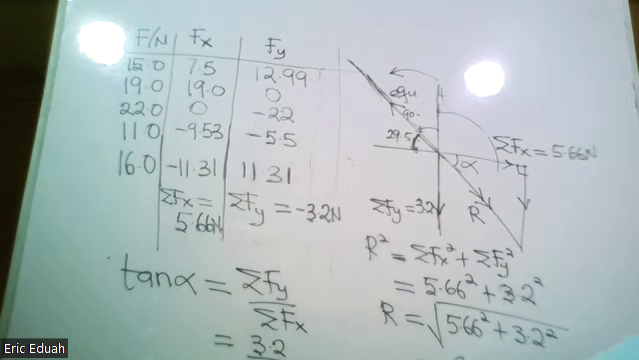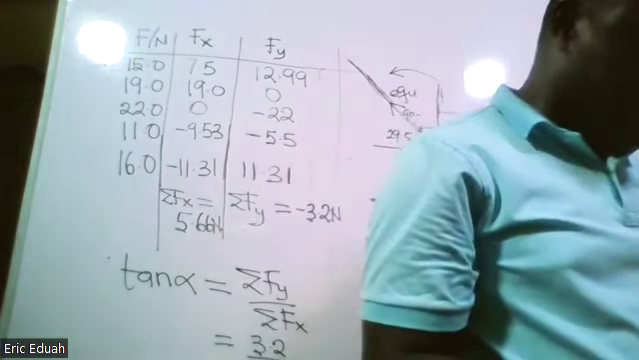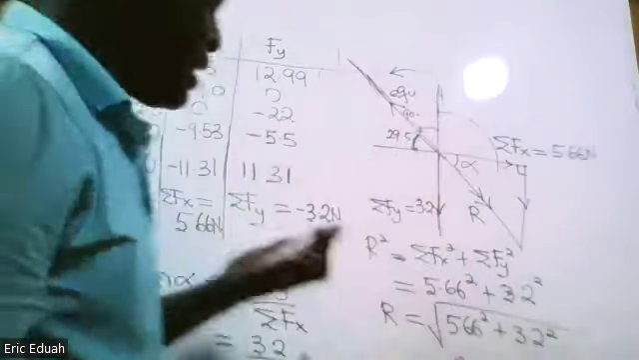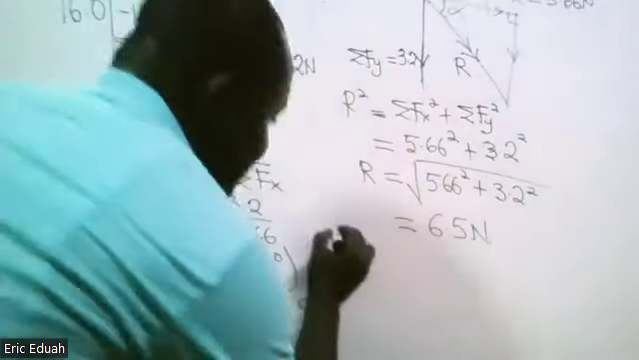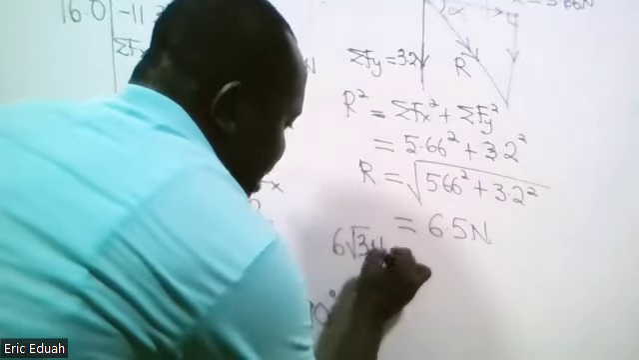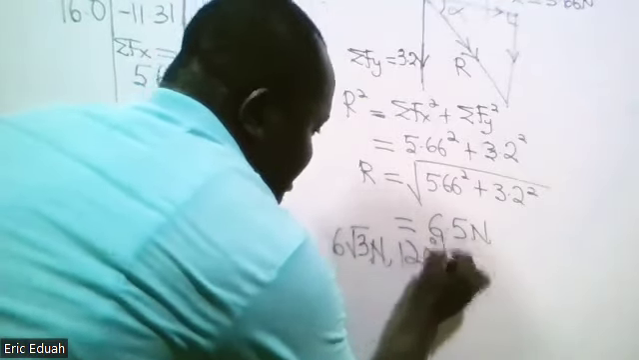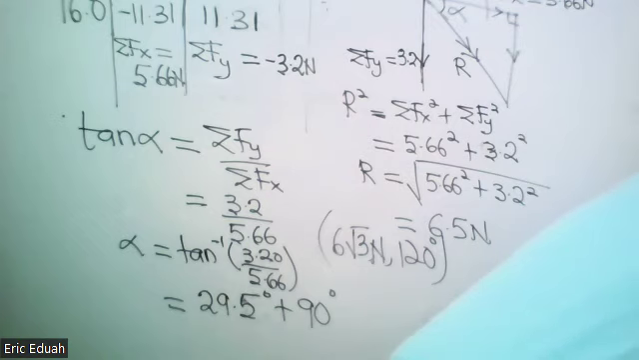So F4 we have 6 root 3 newtons acting at 120 degrees. They have 4 coplanar forces acting on a body.